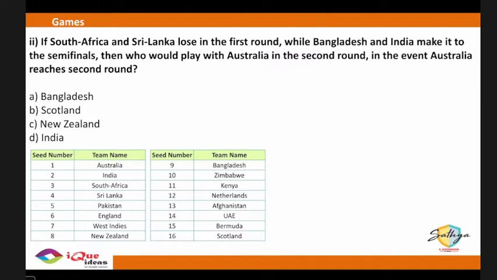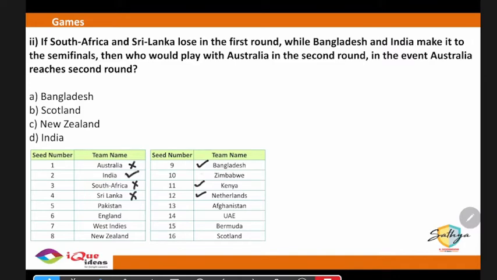Let's see. It says South Africa and Sri Lanka lose in the first round. So if South Africa and Sri Lanka lose, that means Kenya and Netherlands would have won against them. And it also says that Bangladesh and India make it to the semi-finals. So if Bangladesh has made it to the semi-finals, Australia should have lost in the beginning. And if India has also reached the semi-finals, then Zimbabwe should have lost. Right? So the rest all go according to the seeding system. There are no upsets which it talks about.